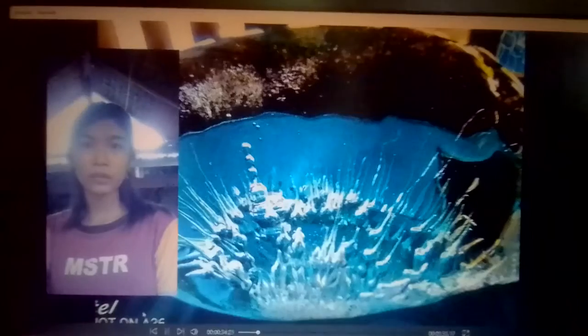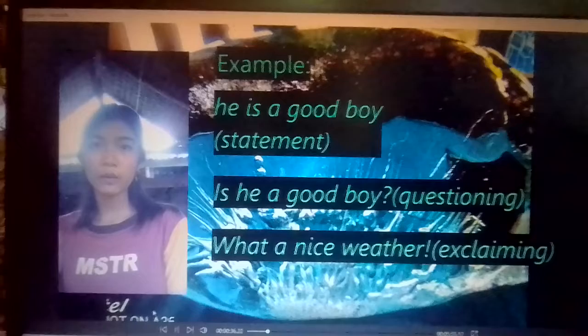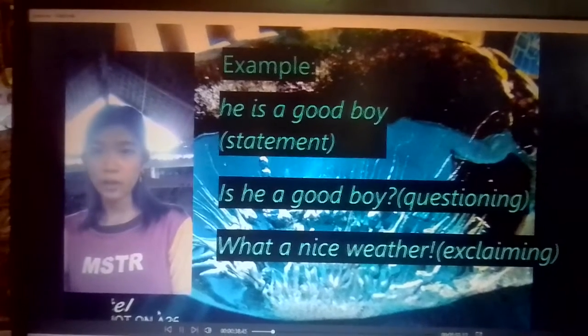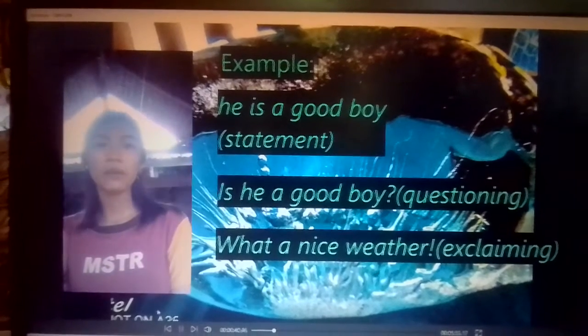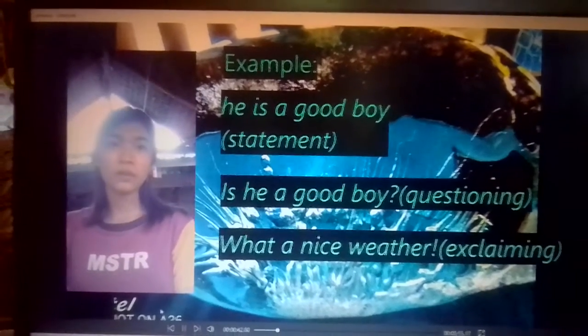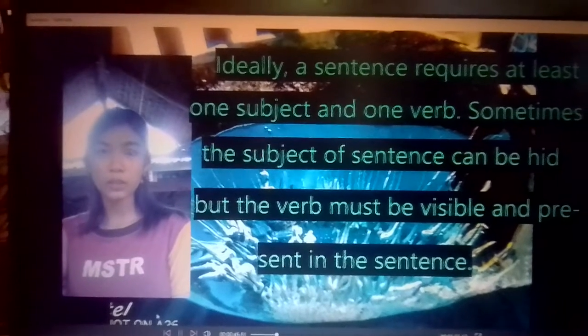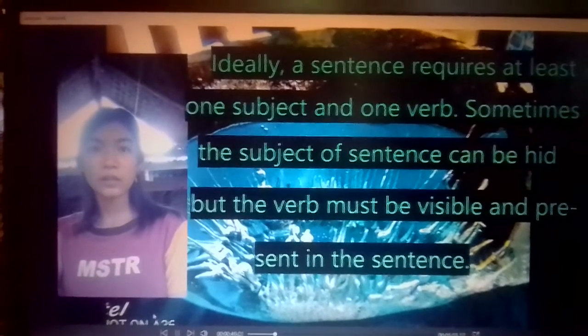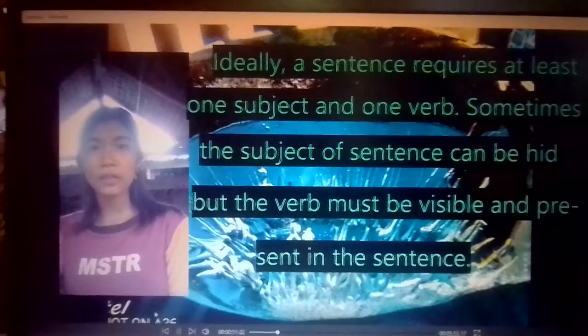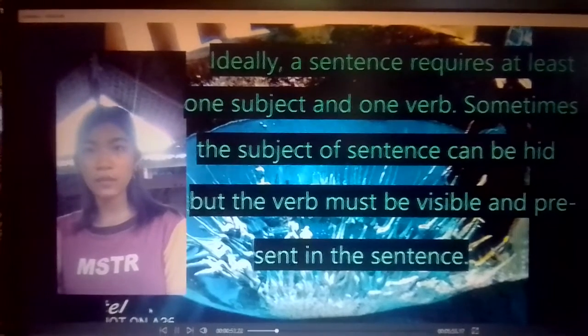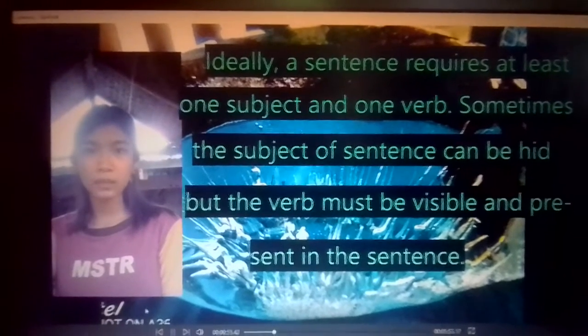So we have examples for this. He is a good boy. That's our statement. Is he a good boy? That's our question. And our exclamation is: What a nice weather! So that's our exclaiming. Ideally, a sentence requires at least one subject and one verb. Sometimes the subject of a sentence can be hidden, but the verb must be visible and present in the sentence.